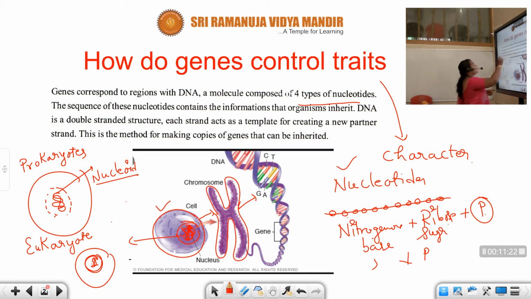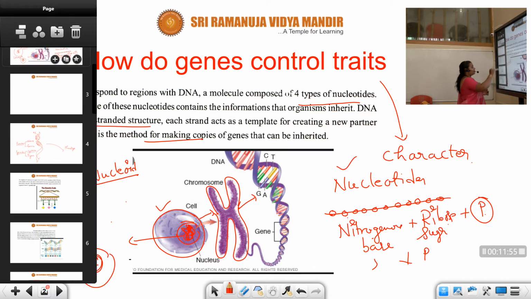Now, DNA is a double-stranded structure. Each strand acts as a template for creating a new partner. In the next slide, I am going to explain this word. And this is the method for making copies of genes that can be inherited. See, Xerox machine, I think you might have an idea. Whatever we keep in the machine, the same thing we get. We will not get something else. In the same way, the genetic material is going to copy itself as it is. That particular process is known as replication. In the coming slides, I'll explain more about it.